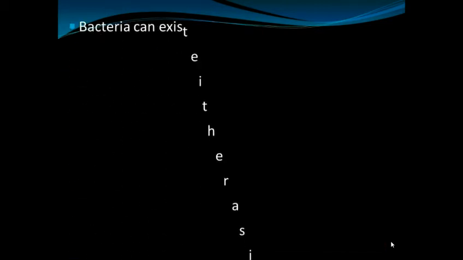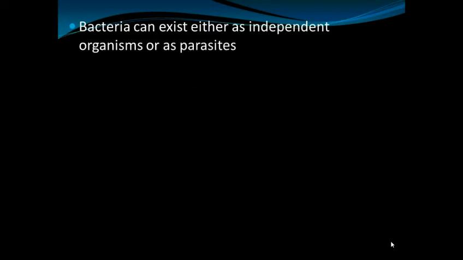Bacteria can exist either as independent organisms or as parasites. Now what are parasites? An organism that lives in or on another organism of another species is called a parasite. It gets its benefits by deriving nutrients at the other's expense. This is known as parasitism.